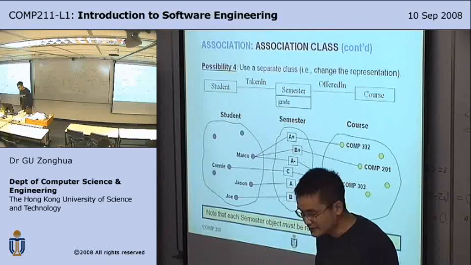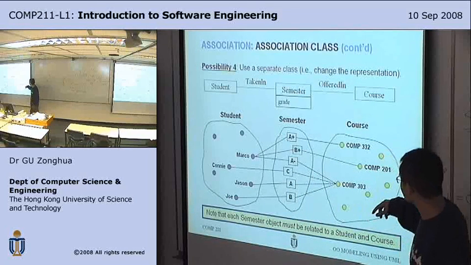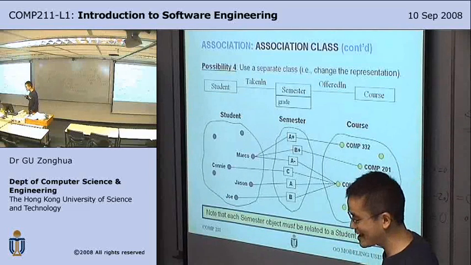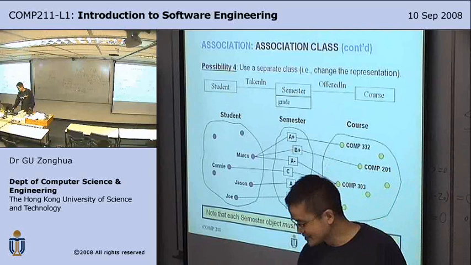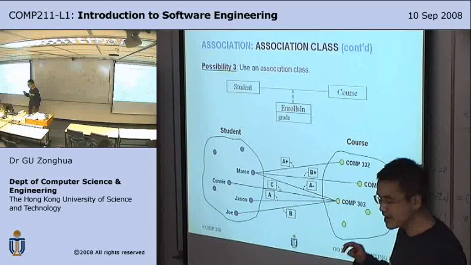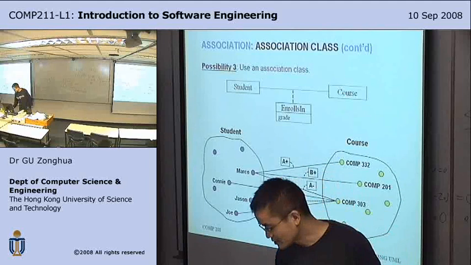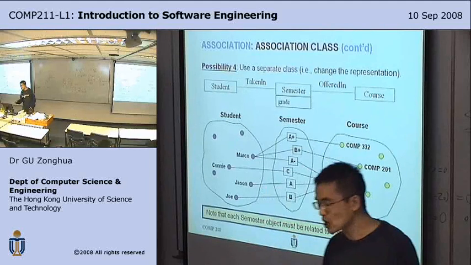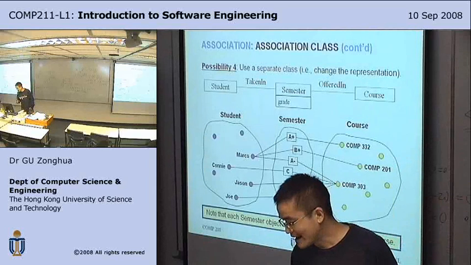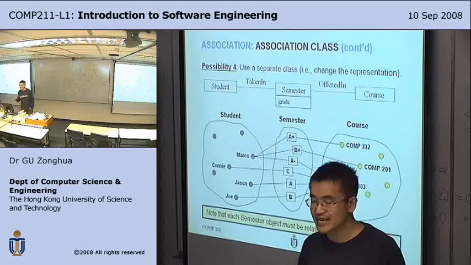Therefore, this allows you to enter, say, Marco takes Comp332 for one semester and got a C, and another semester he got an A+. But for the association class, you cannot do that. For each student-course pair, there's only one grade. So the separate class approach is more expressive, more powerful. At the same time, you shouldn't use it unless you really need it.